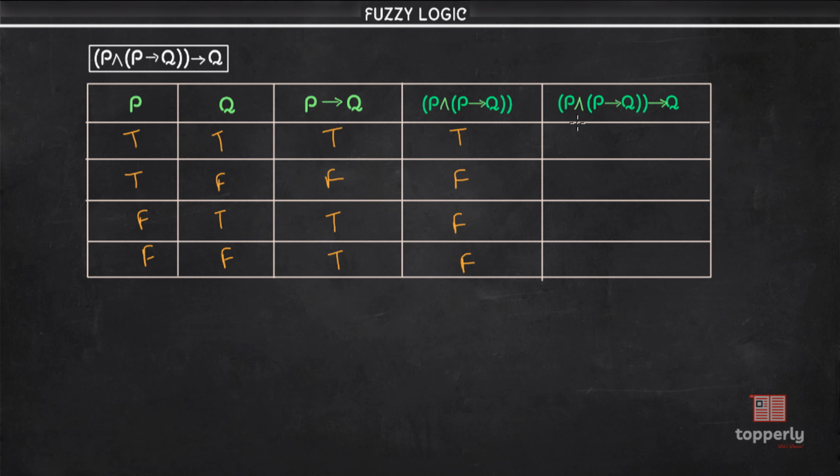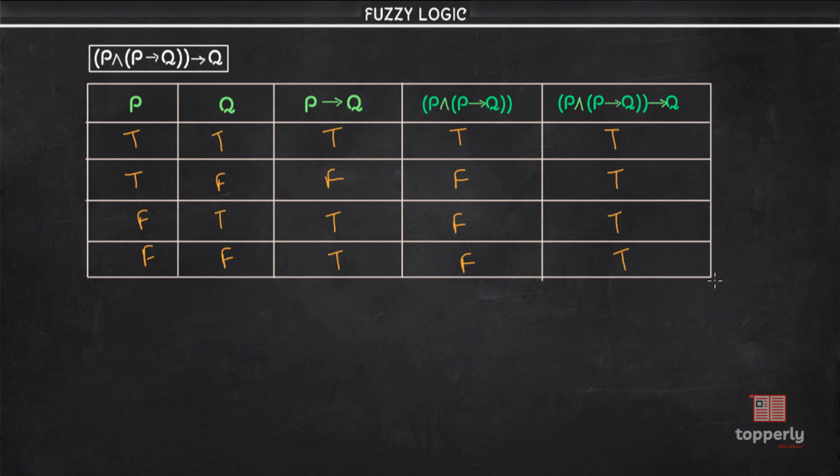Lastly, we have P conjunction P implies Q, the whole thing implies Q. So we have to consider this column implies this column. So we have true and true, which it will be true. Then we have false and false, which implies it will be true. We have false and true, which implies it will be true. And lastly, we have false and false, which implies it will be true. Therefore, we can see that the tautology is taking all true values and therefore it has been proved.